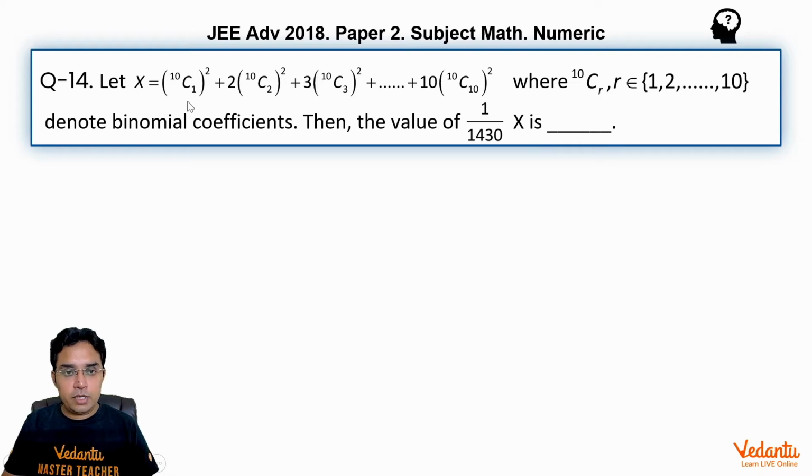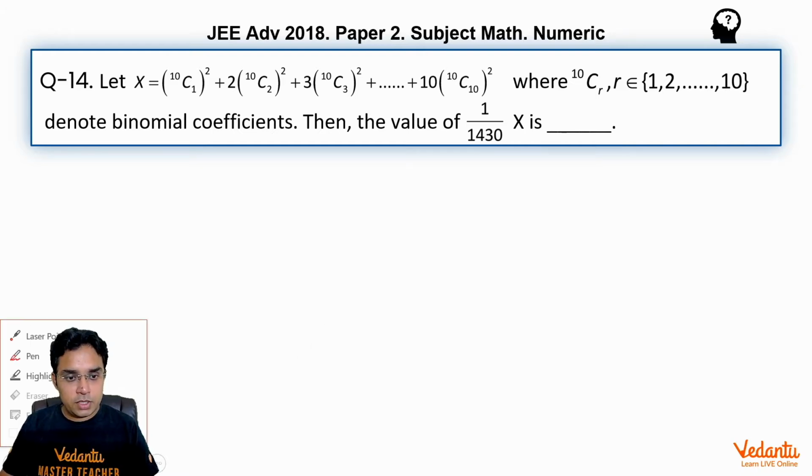Let x be equal to (10C1)² plus 2 into (10C2)² plus 3 into (10C3)² plus and so on plus 10 into (10C10)², where 10Cr, r belongs to 1, 2 up to 10, denote binomial coefficients. Then the value of x upon 1430 is.